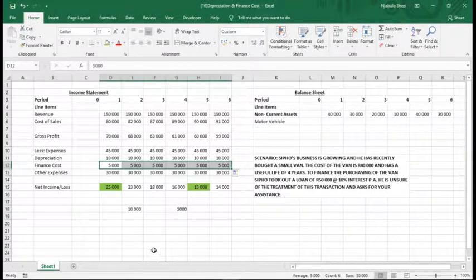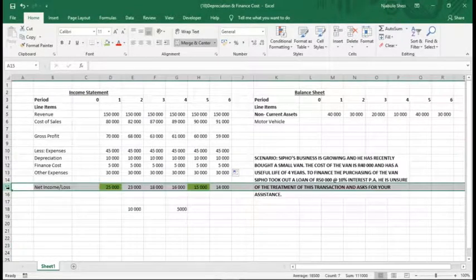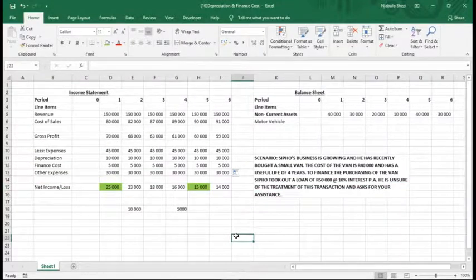There we go. Now we've treated our finance cost correctly. Our finance cost goes into our income statement. It's an income statement item. And as you can see here, guys, Sipho is making a consistent income ranging from 14,000 rand all the way up to 25,000 rand. So this is how you correctly treat your line items, guys.